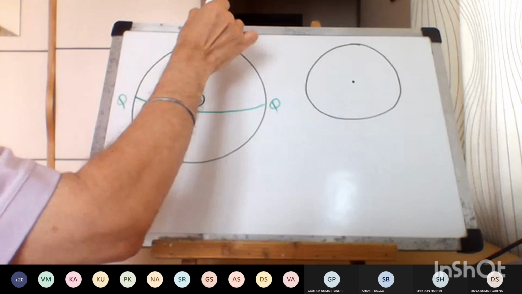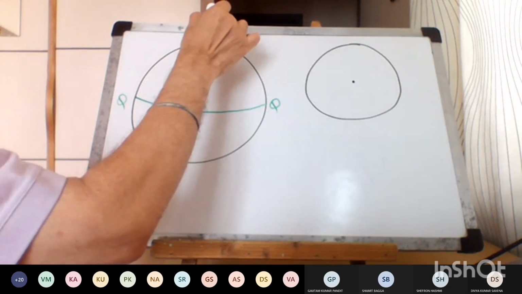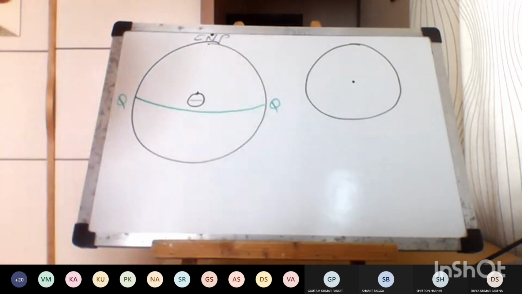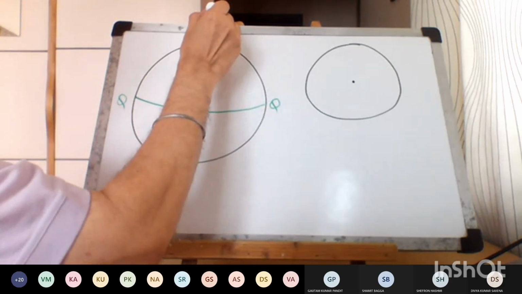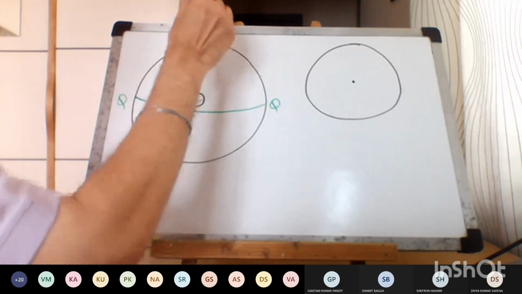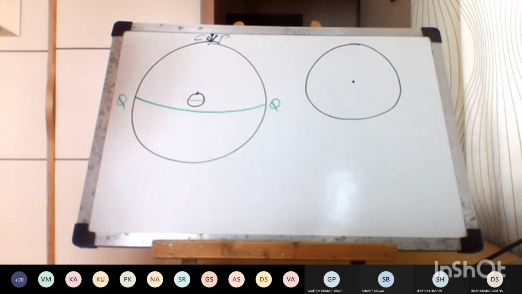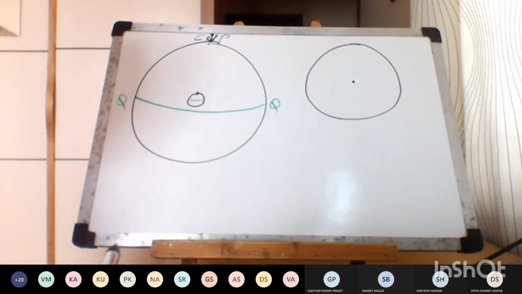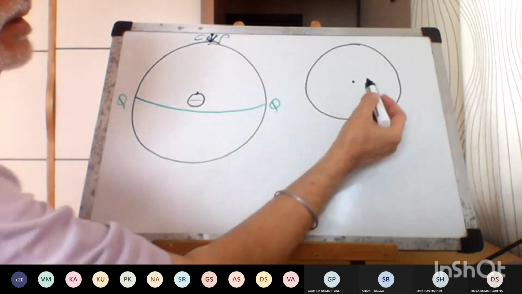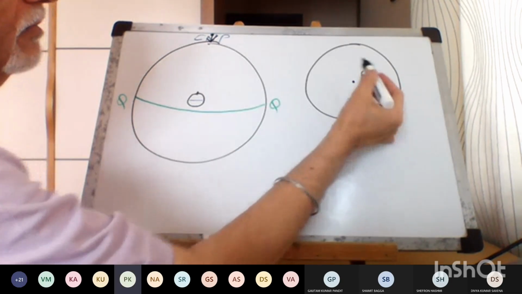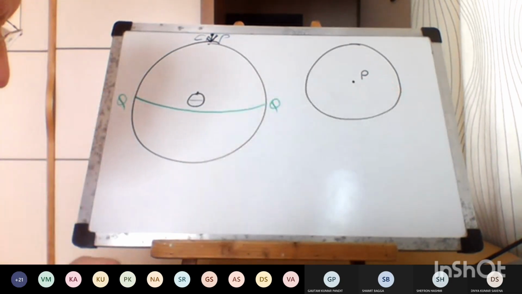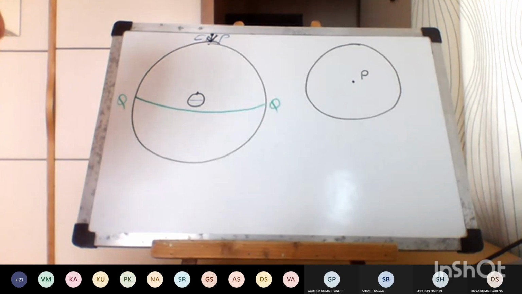Someone who's standing above the celestial north pole, very high, and is looking down from the top, what will you see? You will see something like this, with the pole in the center.